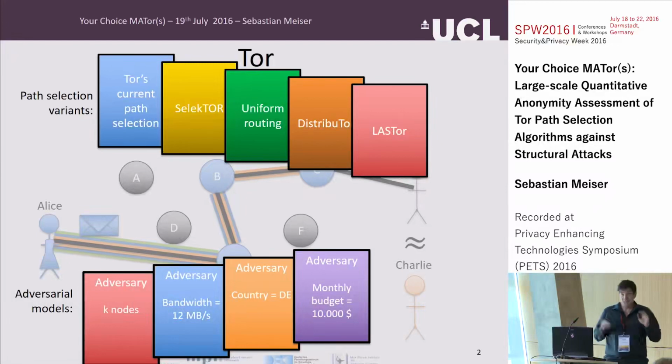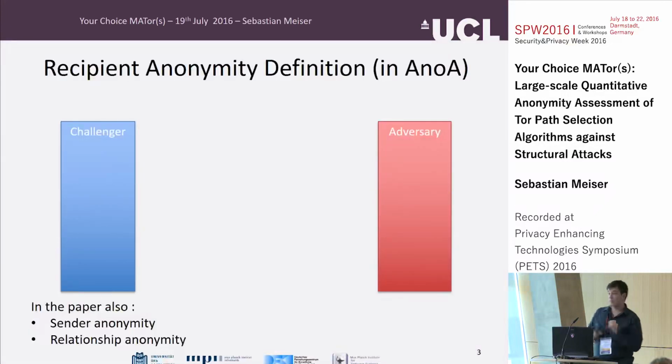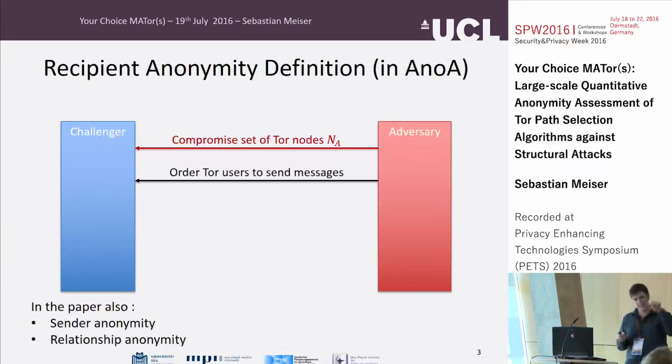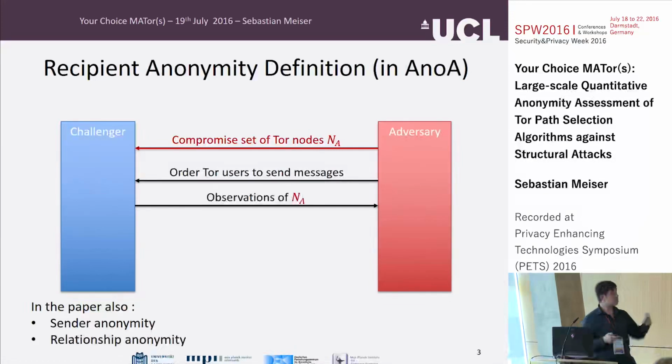Sorry for the definition here. We're going to use the ANOR definition of recipient anonymity. Also, we have sender and relationship anonymity in the paper. And it works as follows. It's kind of like a crypto game. Imagine your IND-CPA game in encryption. We have an adversary. The adversary can compromise some Tor nodes in the beginning to set up the game, and then can control all Tor users. It can say, okay, now Alice, you send exactly this message to Bob, and Eve, you send a message to Charlie, and so on. It can make some observations via the compromised nodes, and it can learn something and repeat the process on and on.